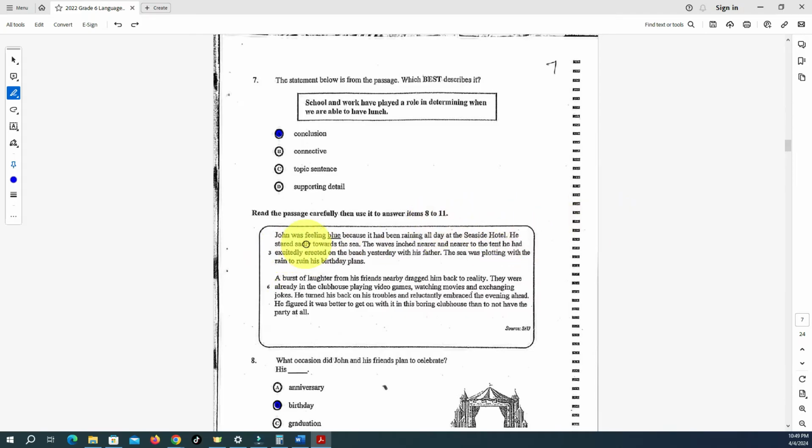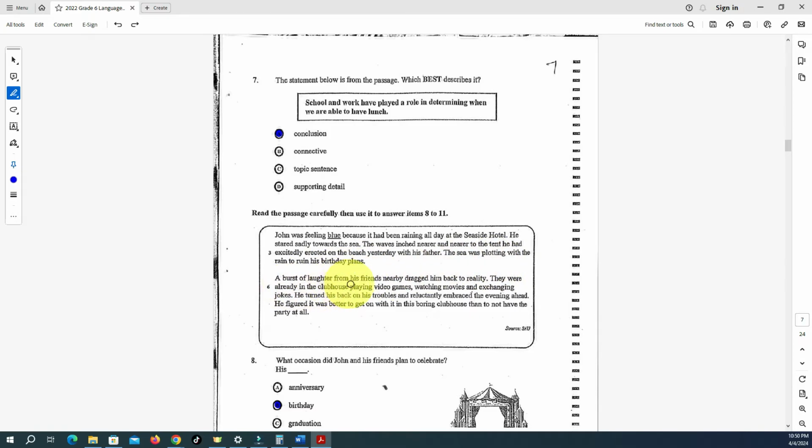John was feeling blue because it had been raining all day at the seaside hotel. He stared sadly towards the sea. The waves inched nearer and nearer to the tent he had excitedly erected on the beach yesterday with his father. The sea was plotting with the rain to ruin his birthday plans.